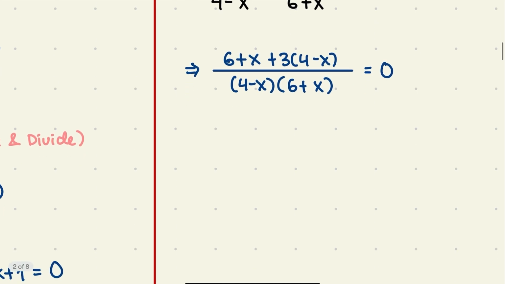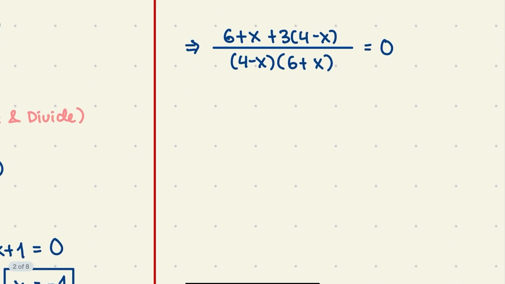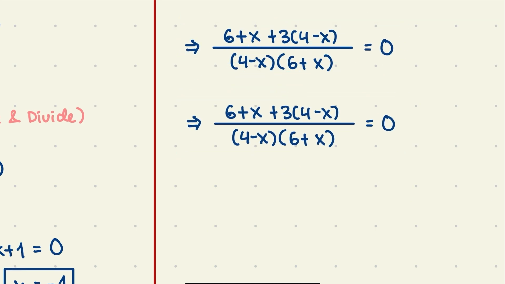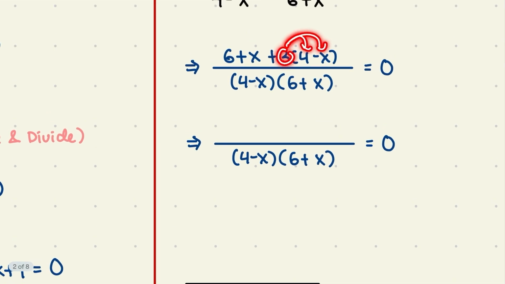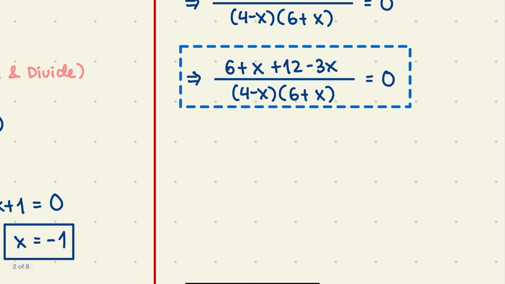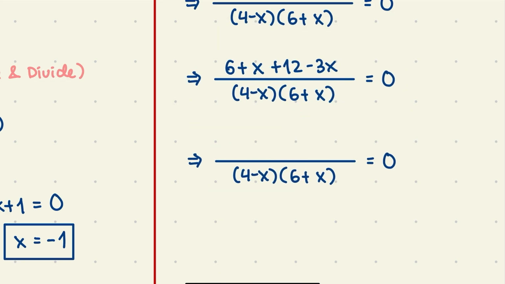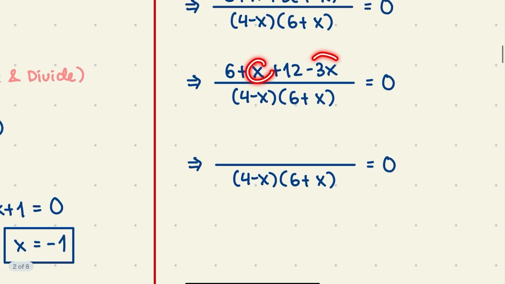Good. And then let's just simplify. So let's copy this one. Upon simplifying, take note that let's first distribute this one. So we'll have 6 plus x plus 12 minus 3x. And then let's further simplify the numerator. By that I mean we combine the constants and the ones with the variable. So x minus 3x out here will become negative 2x. And then 6 plus 12 out here will become 18.